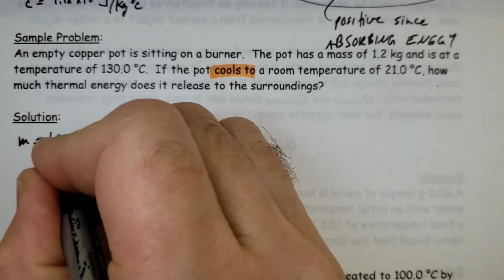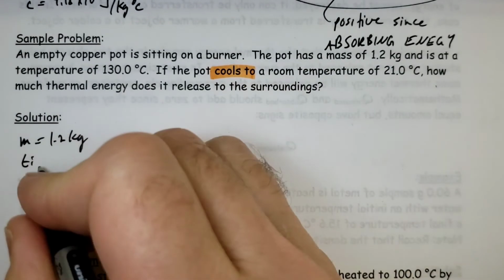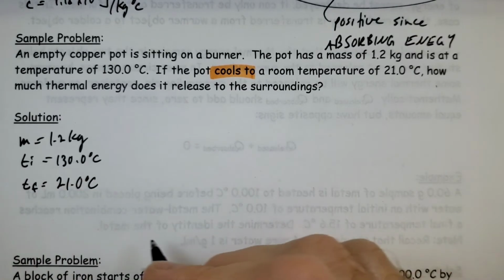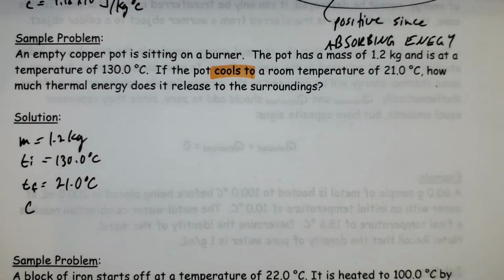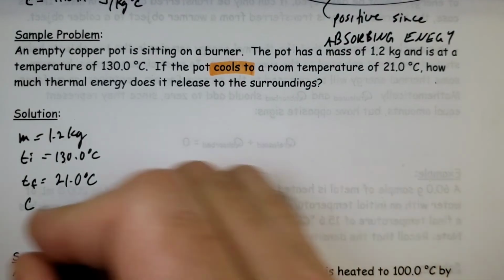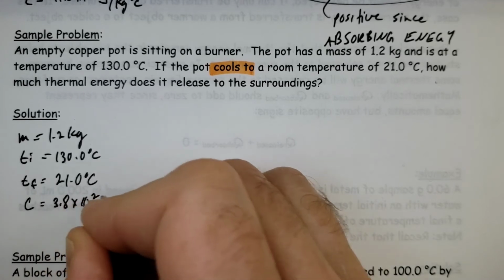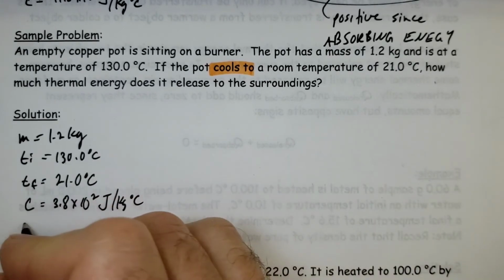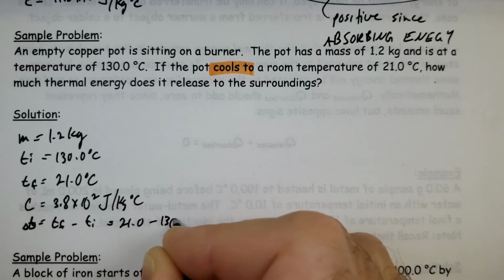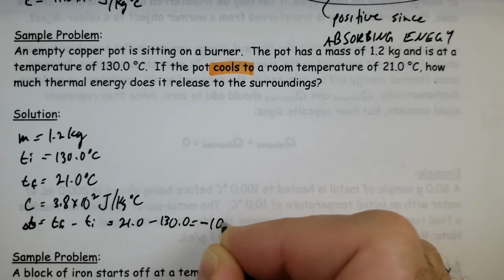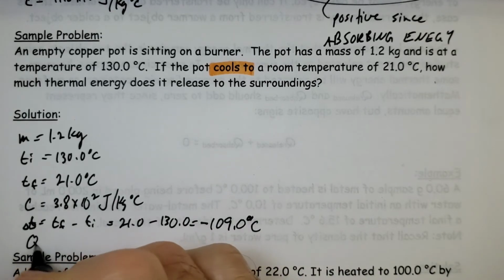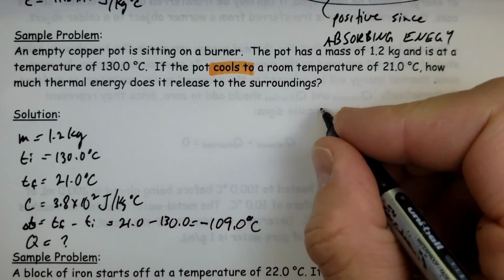So M is 1.2 kgs. TI, originally we're at 130. TF, we cool it down to 21. C for copper, 3.8 times 10 to the 2 joules per kilogram degree C. If I look at delta T, I skipped that for some reason. Delta T equals T final minus T initial. So 21 minus 130. You can see here's where the negative comes in. Negative 109. So don't just think you have to take the bigger number, subtract the smaller. It's always T final minus T initial. And Q, of course, is what we're looking for.